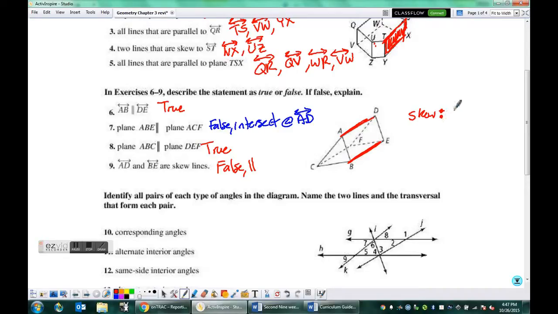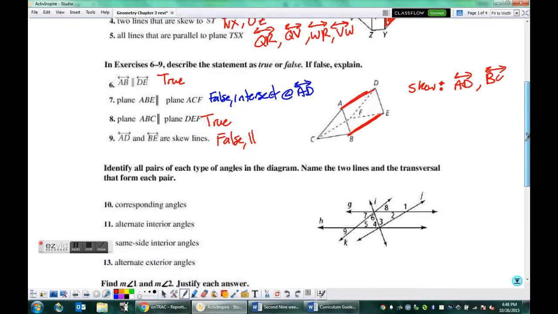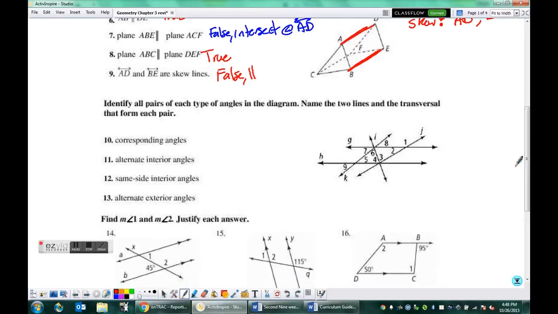An example of skew would be AD and line BC. That would be an example of skew lines. They're not running the same direction. AD would kind of go over top of BC, and BC would be down on the ground.